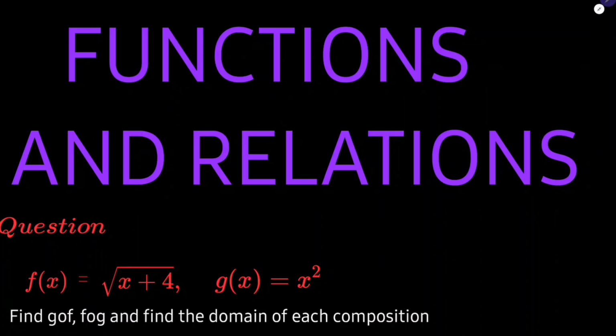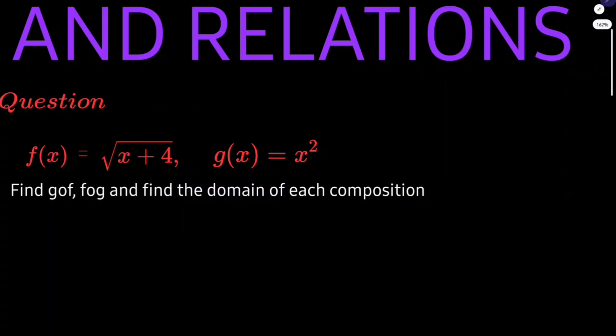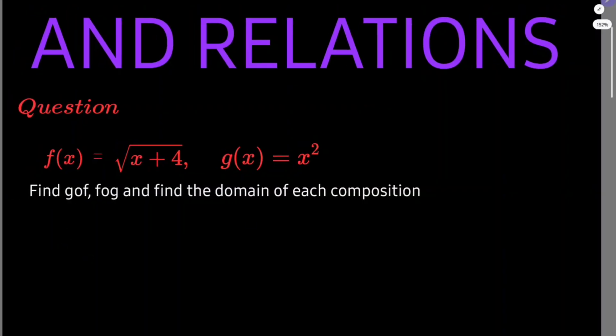In this video we are going to solve a question under the composition and domain of functions. The question says f of x is equal to the square root of x plus 4 and g of x is equal to x squared. Find g of f of x, and find the domain of each composition. That's pretty easy, so let's start with the first case.